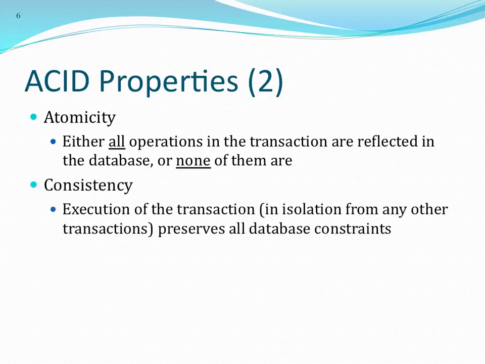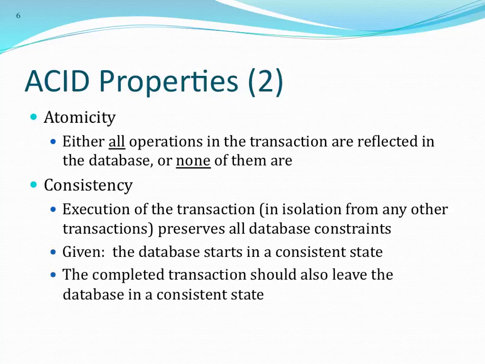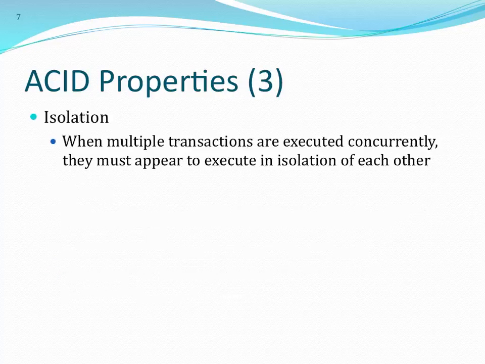Then you have consistency, which, like it says here, execution of the transaction in isolation from any other transactions preserves all database constraints. So if you imagine that you were running a transaction against a database and you were the only transaction running, then the database should be in a consistent state before, and it should be in a consistent state afterward. And if the transaction does anything naughty, it's rolled back. So consistency is more important than transactions completing, which I think everybody sees is reasonable. So the database starts in a consistent state, and then the completed transaction also leaves the database in a consistent state.